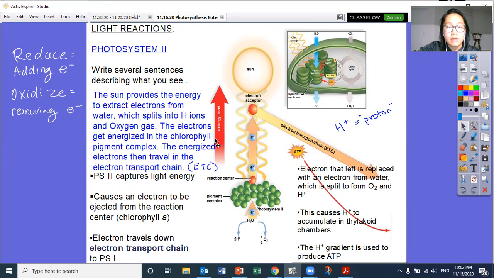It's along this arrow right here, which is showing that the electron is accepting energy and it's increasing in energy level, and that's it. It's not saying that it's going anywhere. It's still here inside of the system, inside of the chloroplast, inside of the plant.